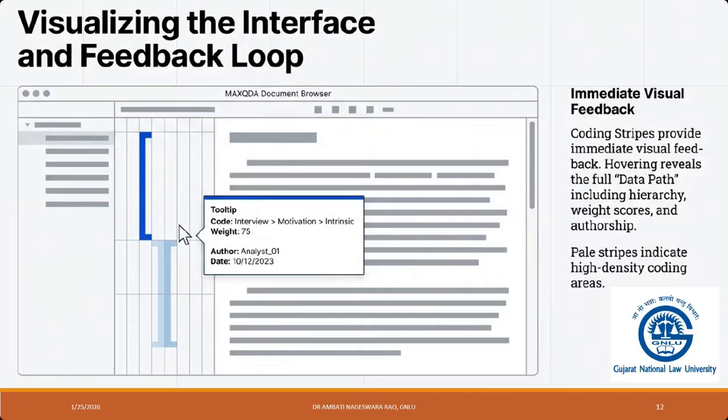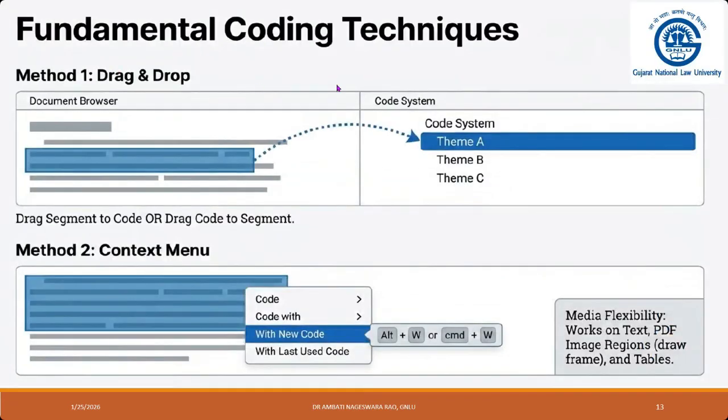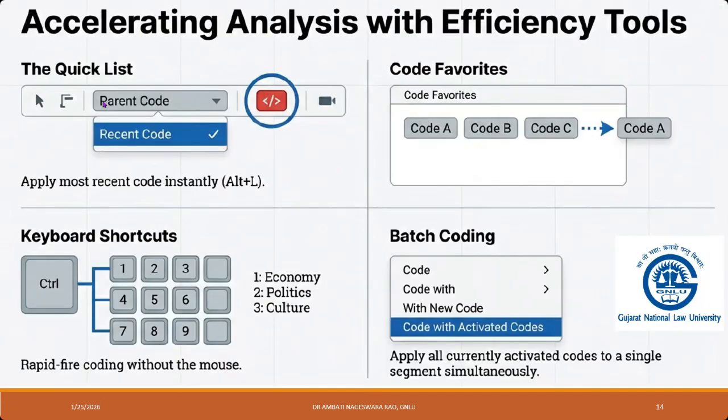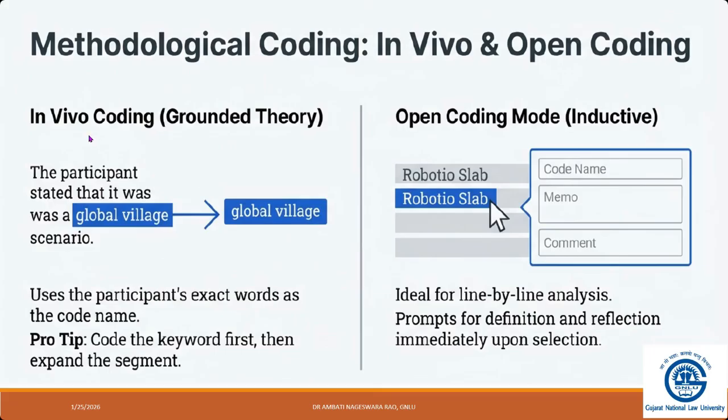We have a couple of features. I'll discuss them one by one, like the drag and drop option, which is one of the best. And the context menu, that's one we are going to perform. And quick list, code favorites, keyboard shortcuts, okay, and in vivo coding, open coding.